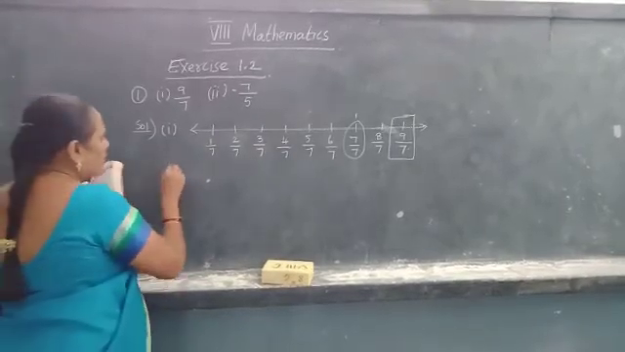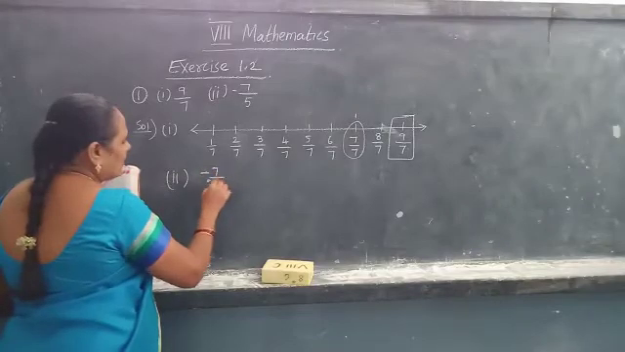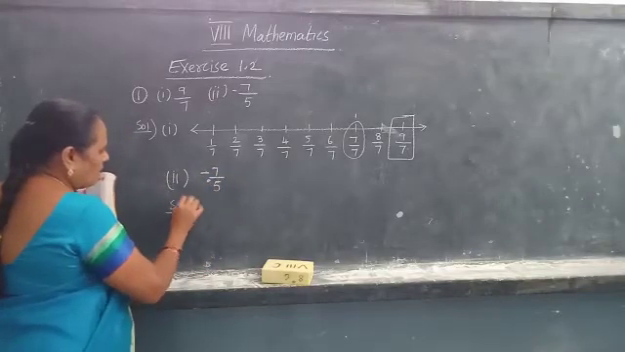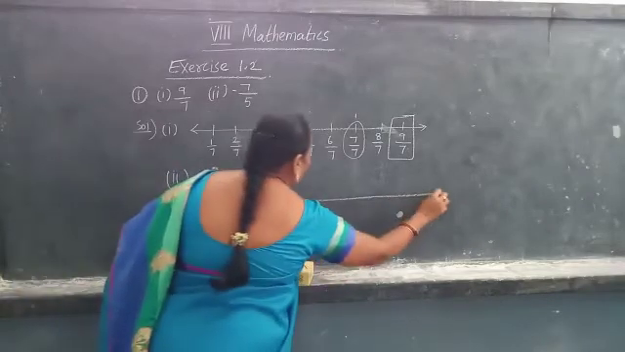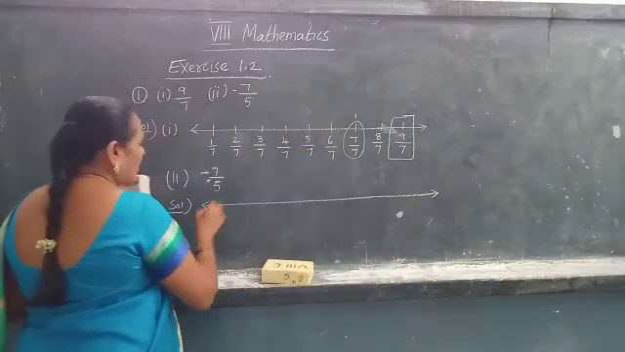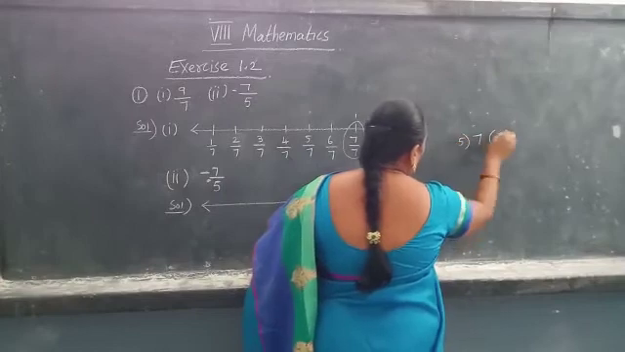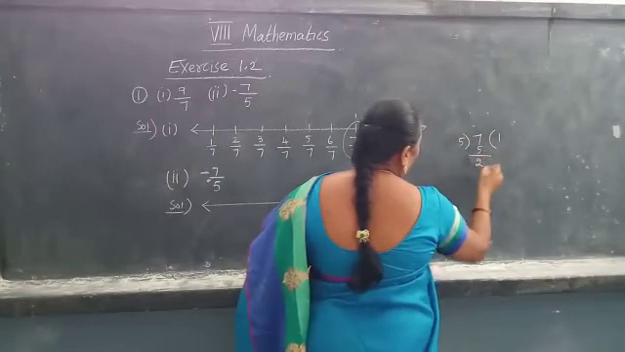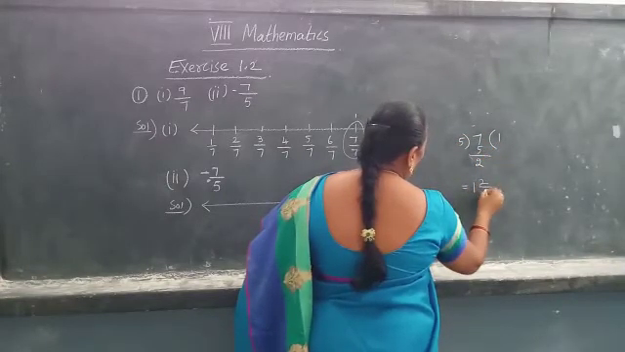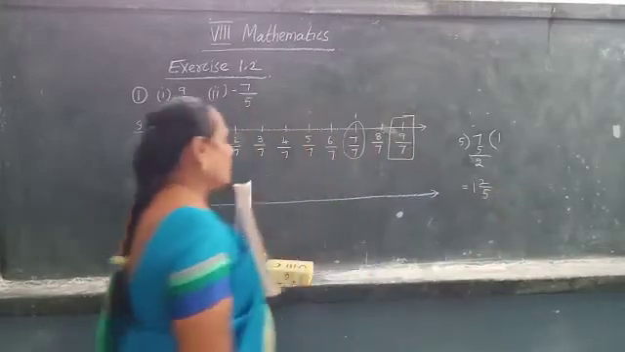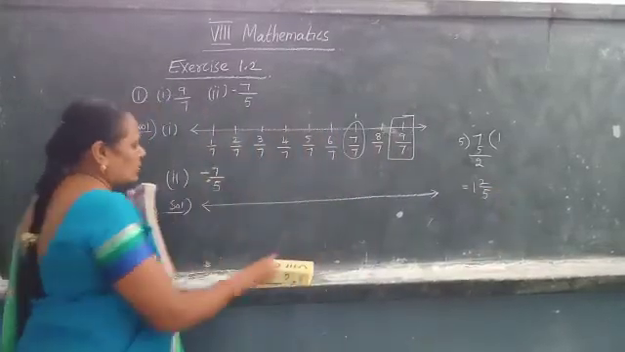Now the second one is minus 7 by 5. How do you represent minus 7 by 5? It is also an improper fraction. So if you want, you can check it by dividing: 5 1s are 5, 7 minus 5 is 2. So this is equal to 1 2 by 5. So it lies between minus 1 and minus 2.